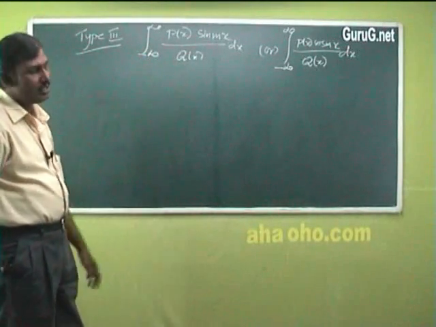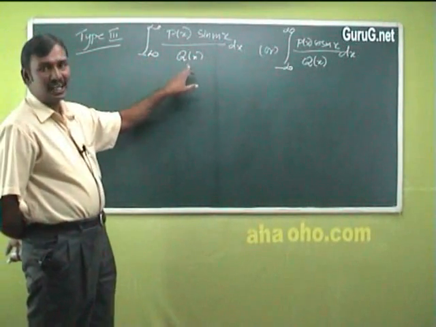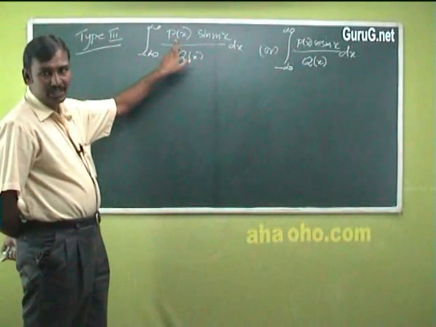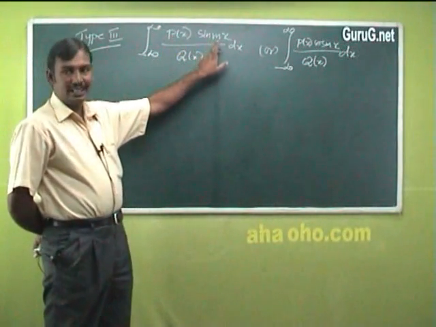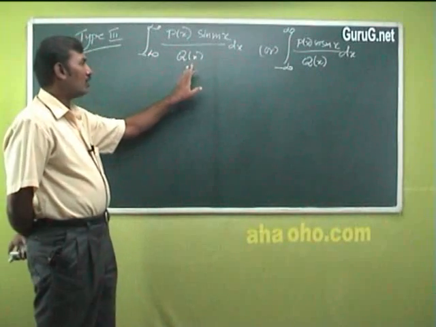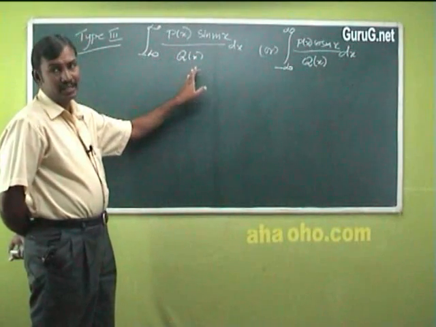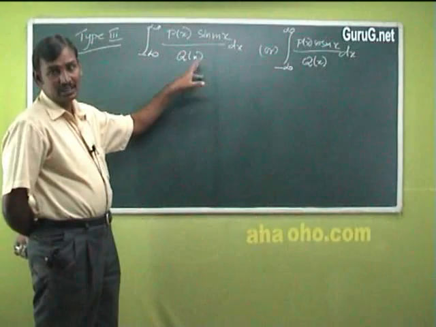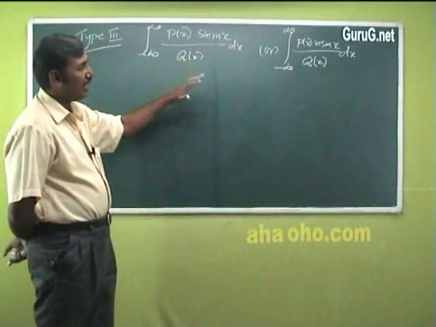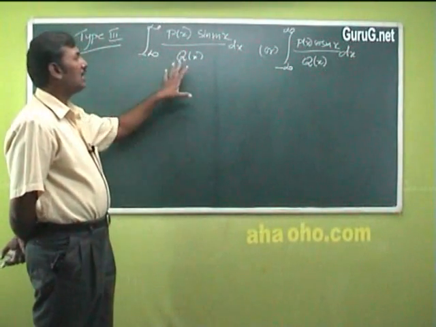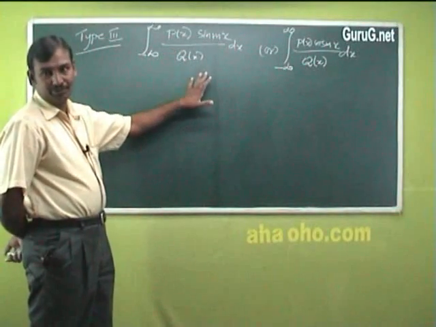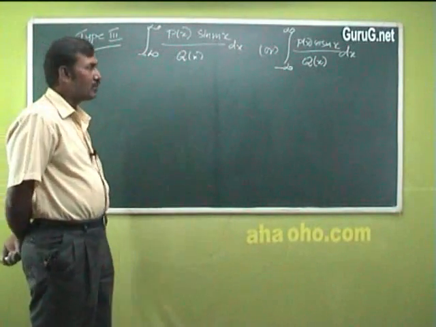So what are the conditions? The degree of q of x is greater than the degree of p of x, and the value of m is greater than 0, and q of x does not vanish for any real value of x. See, these are the three conditions. Whenever these three conditions are satisfied, this integral exists. Right? What will be the evaluation procedure?